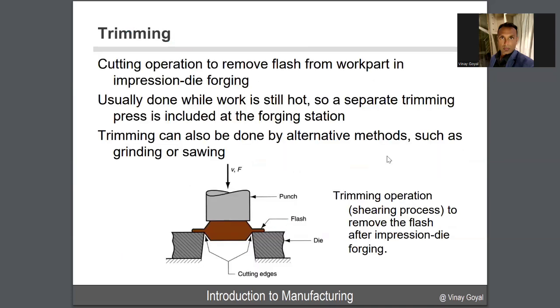Trimming is a cutting operation to remove the flash from the work part in impression die forging. It's usually done while the work is still hot because it makes it easier. So you have a separate trimming process at the forging station. And so here's your flash, your die, and your punch. And now I can apply a trimming operation to remove that flash. It could be through shear, possibly.